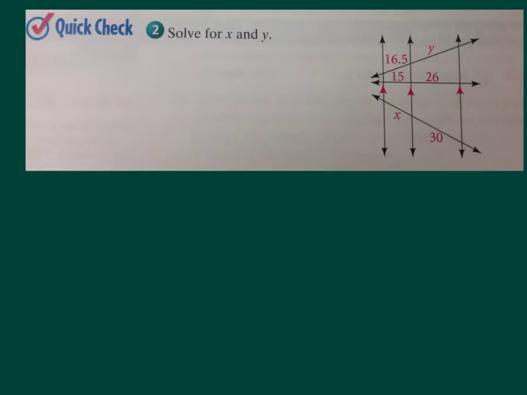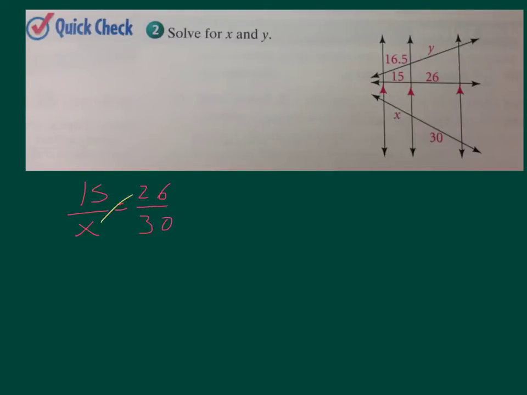Now let's have you give it a try. Please pause the video while you try to figure out x and y on quick check number 2. Well, hopefully you're going to set up proportions again. For x, I would say 15 over x is going to equal 26 over 30.